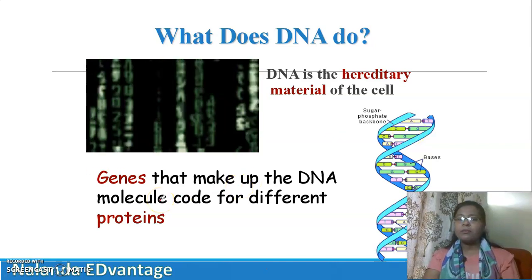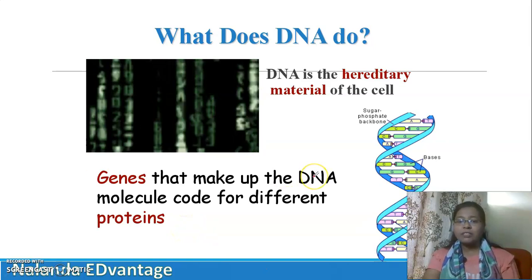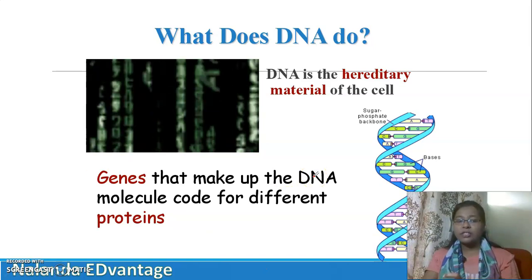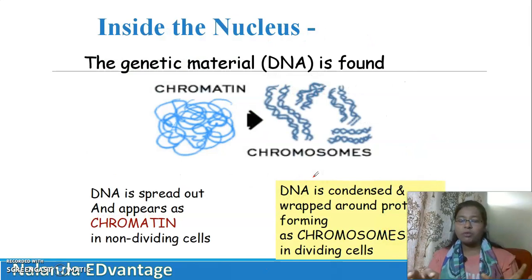Genes that make up the DNA molecule code for different proteins. Now these genes are the segments of the DNA which encode for the different kinds of proteins which actually help us with the machinery. The way we work, genes are responsible for our machinery. So this was all about the nucleus.